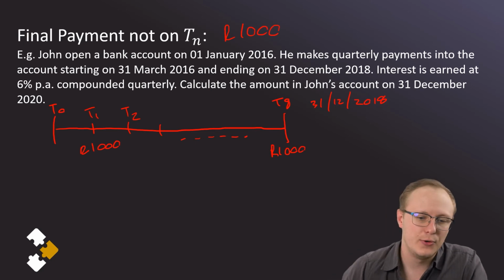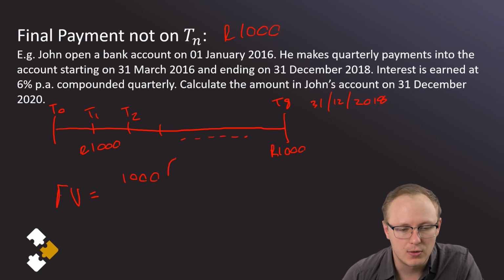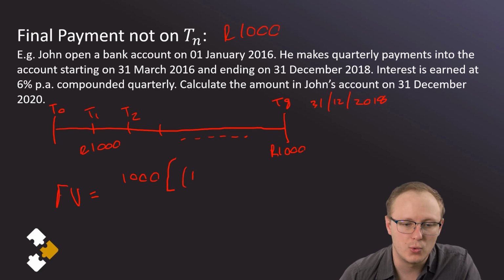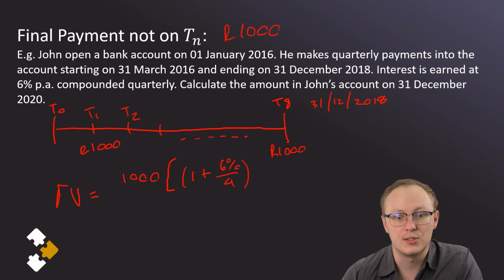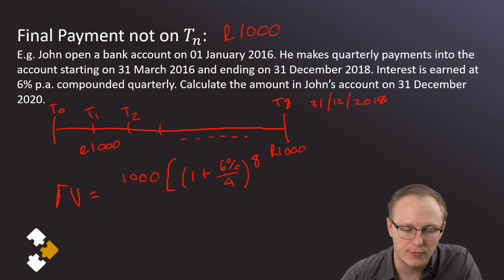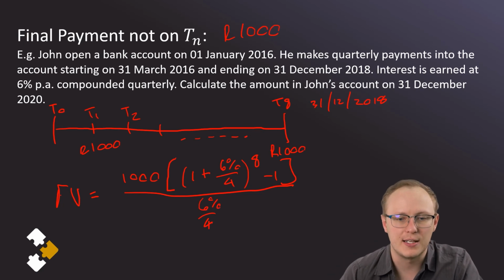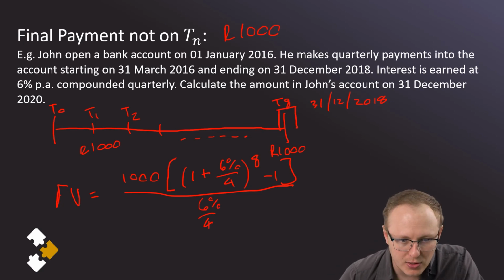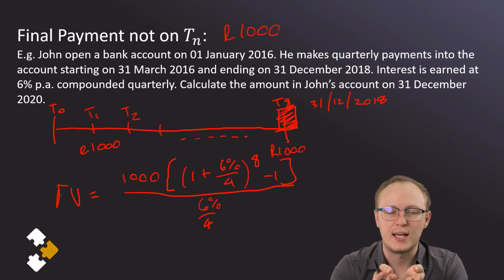So the future value of all of this is going to be that 1,000 times, and now we need the 1 plus the i, what we have, 6%. So 6%, this is now quarterly over 4, right? And this is now over 8 periods. So this is to the power of 8. And then we've got our minus 1. And we divide this by the 6% over 4. Fantastic. Now this gives us an amount of money that's going to be in the account here at T8, which is the 31st of December 2018.